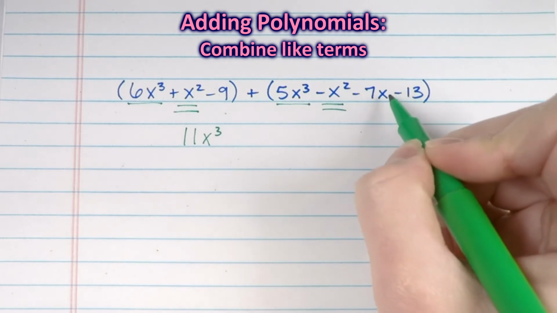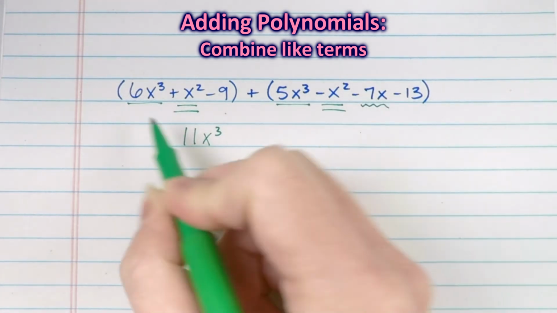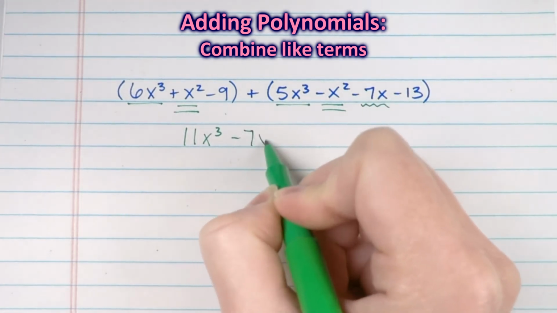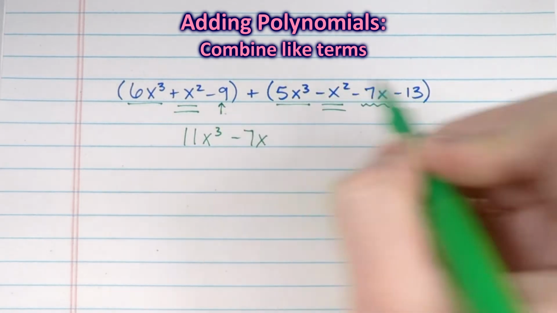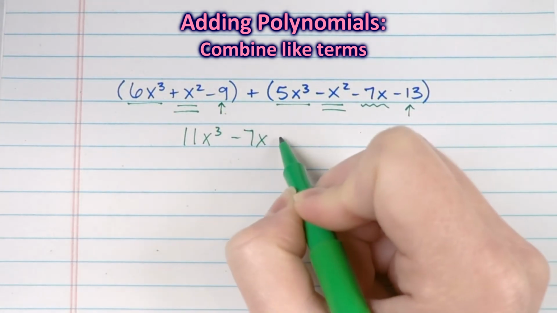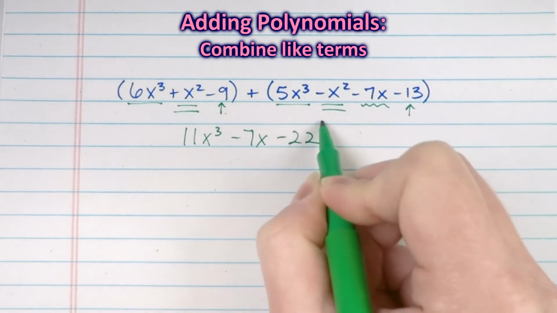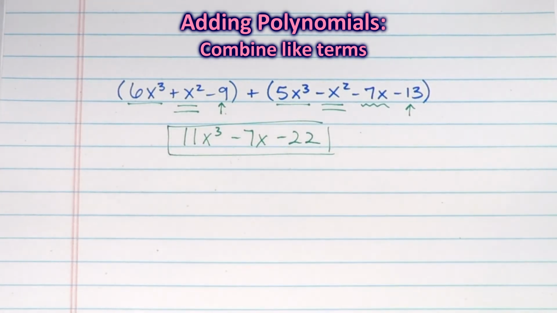And then next, so I've got x to the first power. So here's minus 7x. There's no other x to the first power, so I'm just going to bring that one down. And then lastly, we have our constants, negative 9 and negative 13, which if we add those, we get negative 22. And so here we added the polynomials.